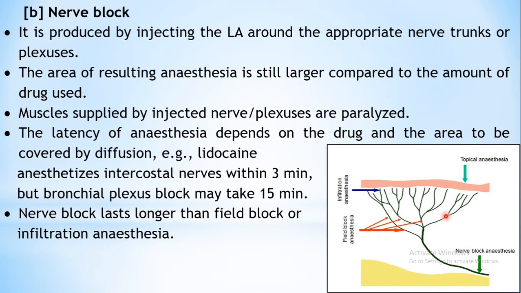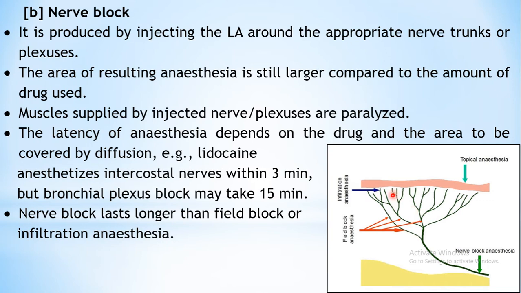Here a still lesser amount of drug is required, and a still larger area will be anesthetized when you compare with the field block or infiltration anesthesia, because you are targeting the origin of that nerve trunk or the plexus. So in whichever area distally, wherever it is supplying, all those areas will be anesthetized.